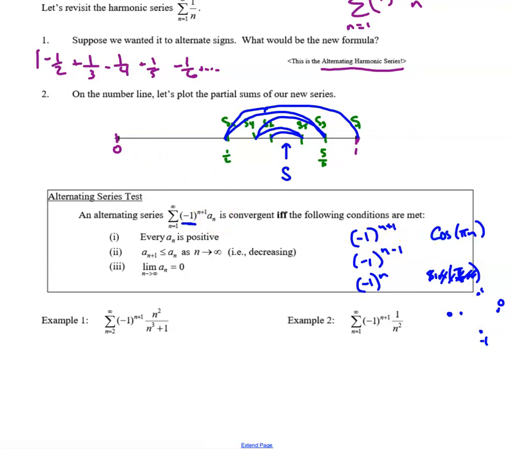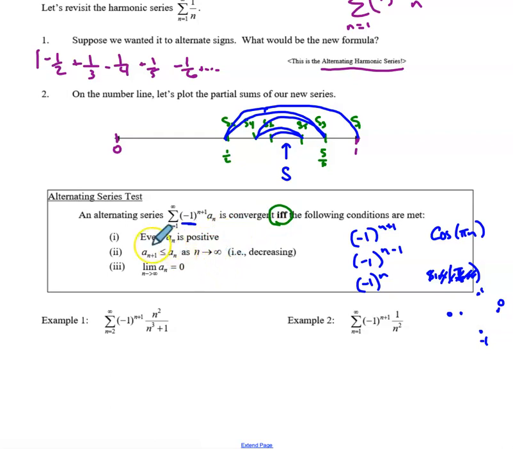The alternating series test says the following. If the 3 conditions below hold, then the alternating series converges. We also have this IFF, which is if and only if. That means this is a biconditional. If the 3 conditions hold, then the series converges. And if the series converges, then these conditions must hold.